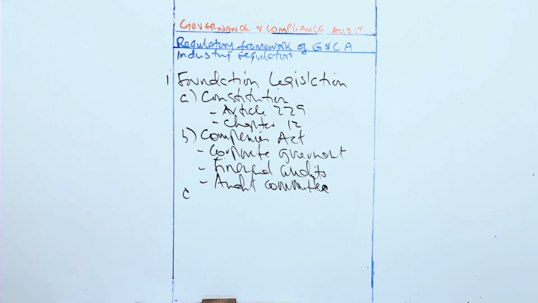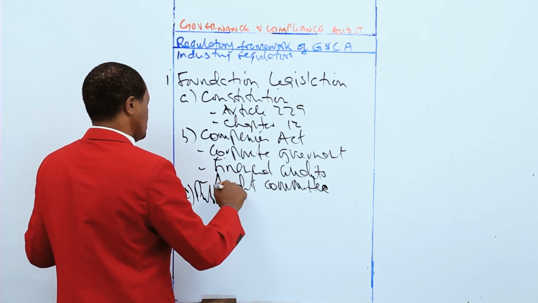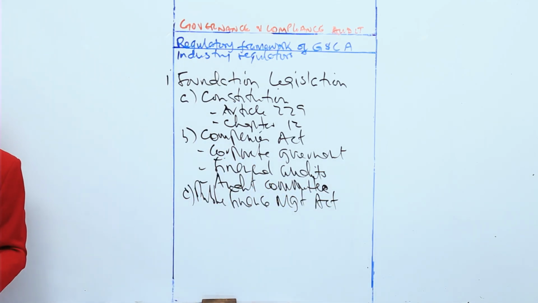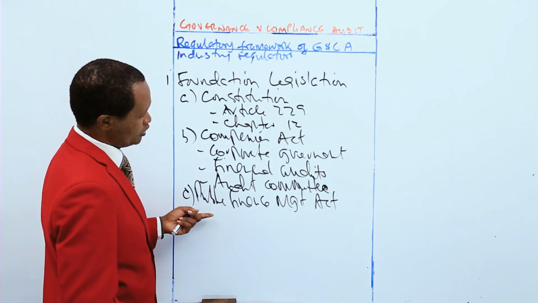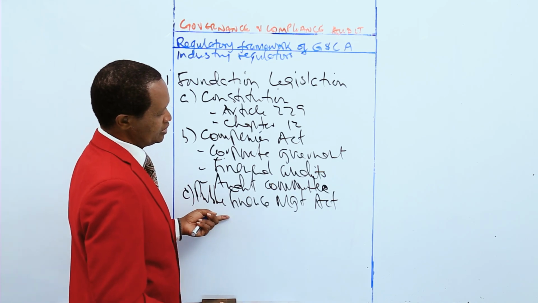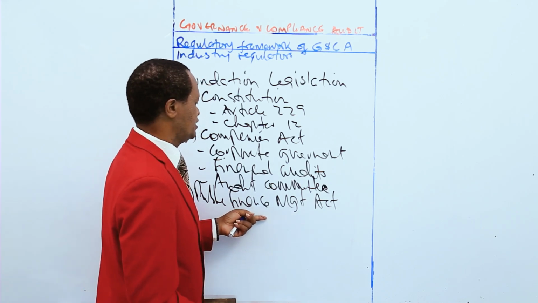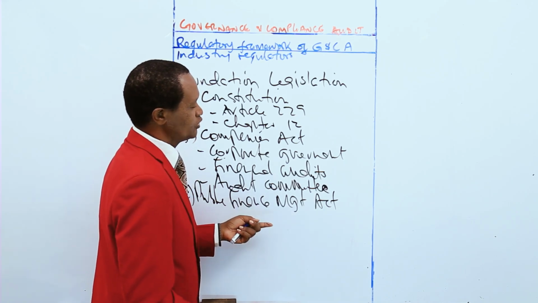We have the Public Finance Management Act. This act provides the framework for managing public finances at both the national and the county levels. It also sets out responsibilities for financial management, for reporting, and also internal controls for public entities, which are subject to compliance audits by the Auditor General. So there is this act which the auditor uses to audit public entities, including the national government and county government.